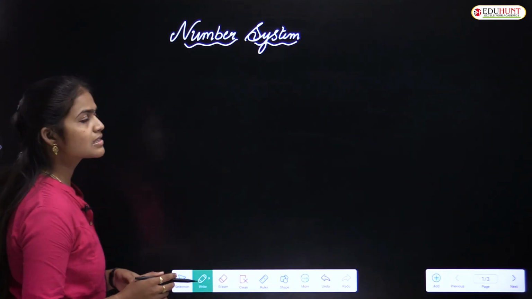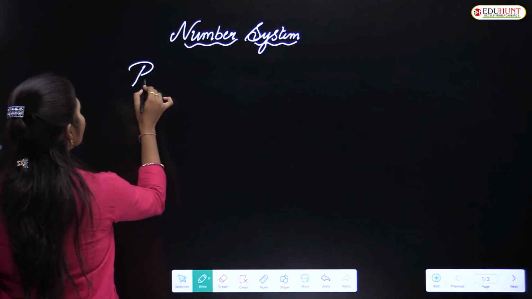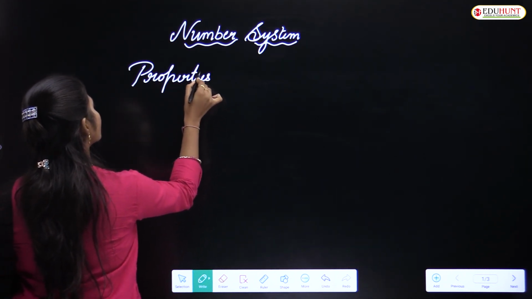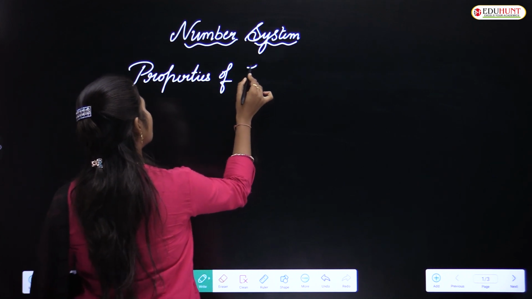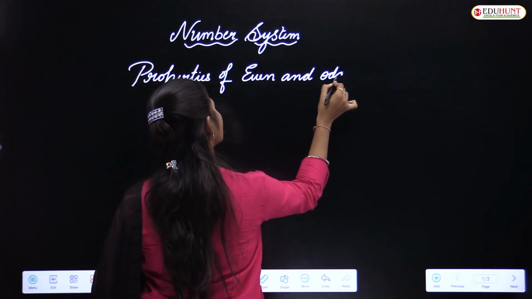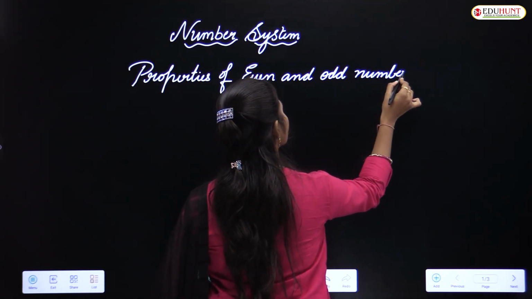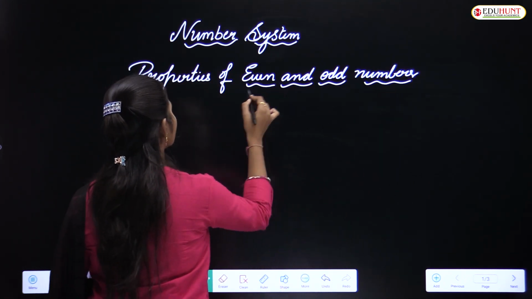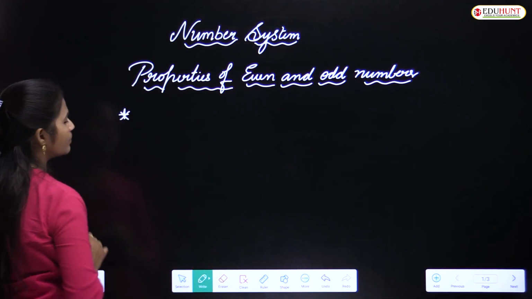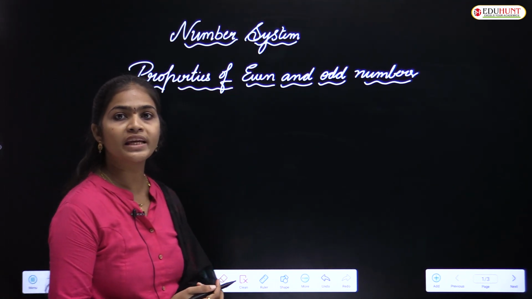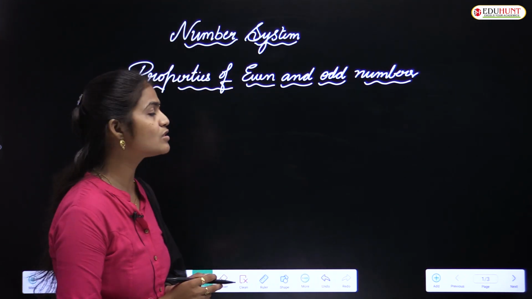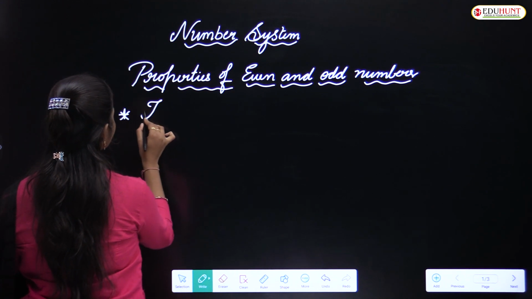So now we will discuss the properties of even numbers and odd numbers. Properties of even and odd numbers. Okay, so what is the starting property? The sum of two even numbers is always even.